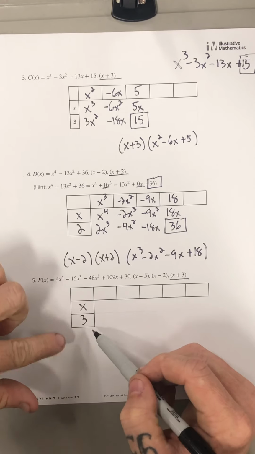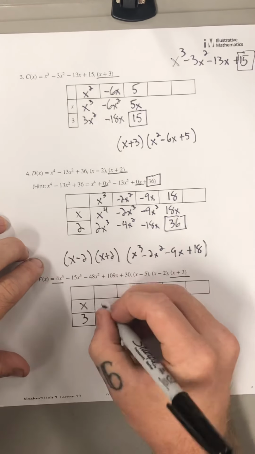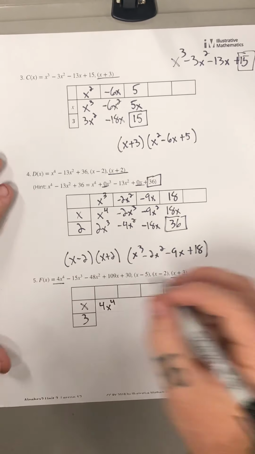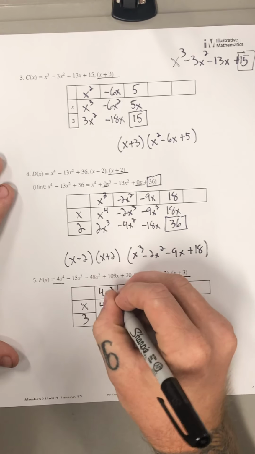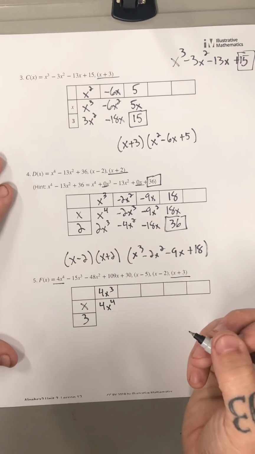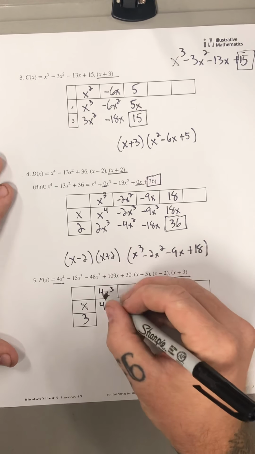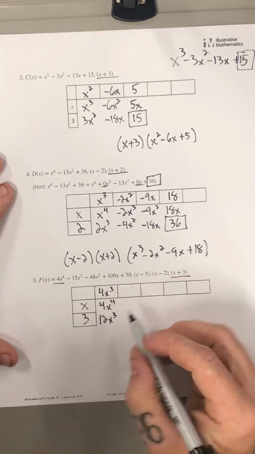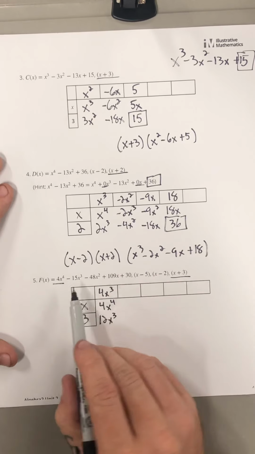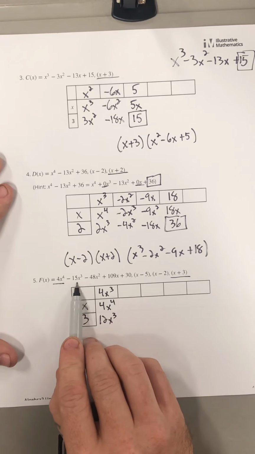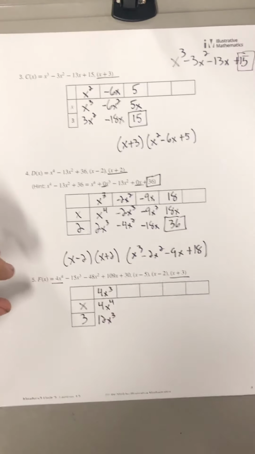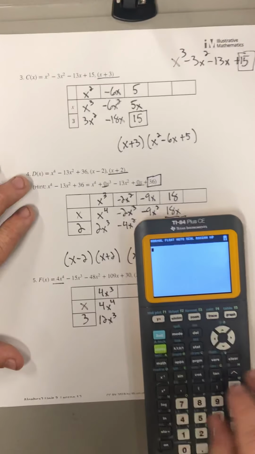So here's my factor. My first term is 4x to the 4th. That goes inside the box. Then I work backwards. 4x cubed times x gives me 4x to the 4th, so that's why I went up top. 4x cubed times 3 is 12x cubed. And now that I'm on x cubed, I need to see what it needs to be. All right, so it needs to be a negative 15x cubed. So how do I get from positive 12 to negative 15? That's where the calculator comes in handy.